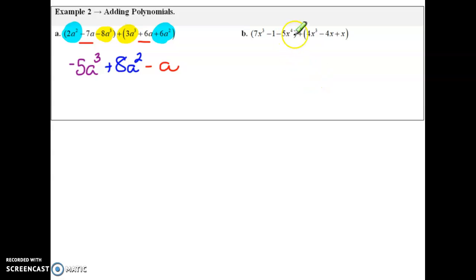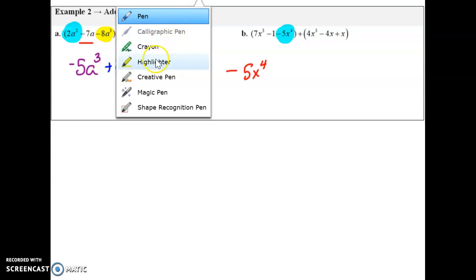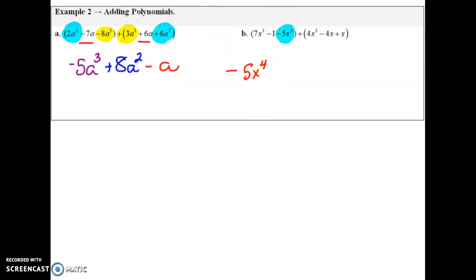Let's go ahead and do the next one. The biggest exponent here is x to the 4th, but there's only 1 term with that. So I'm going to go ahead and just write that down, negative 5x to the 4th. And then we're going to move our way down our list, and we're going to look at x to the 3rd next. So I have 7x to the 3rd and 4x to the 3rd here. So 7 plus 4 is 11, and our x to the 3rd stays the same.